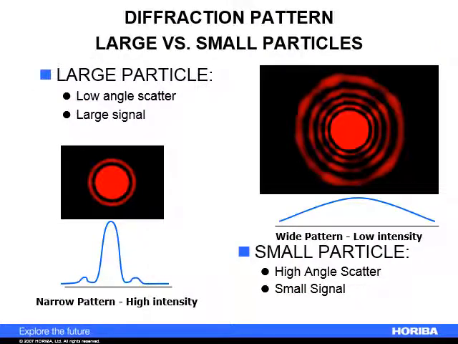So back to the concept of diffraction from large and small particles. For a large particle, you get low angle scatter, large signal, high intensity. Small particle, you get high angle scatter, small signal, lower intensity. So these are just looking at the pattern that you would get from shining it onto a single large or single small particle. You would get your ring like this. The sensors are arrayed so that it knows the size of the particle when it's looking at this pattern.